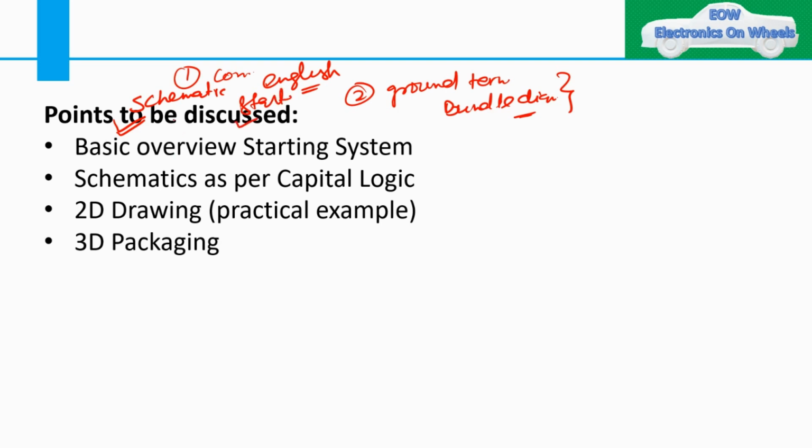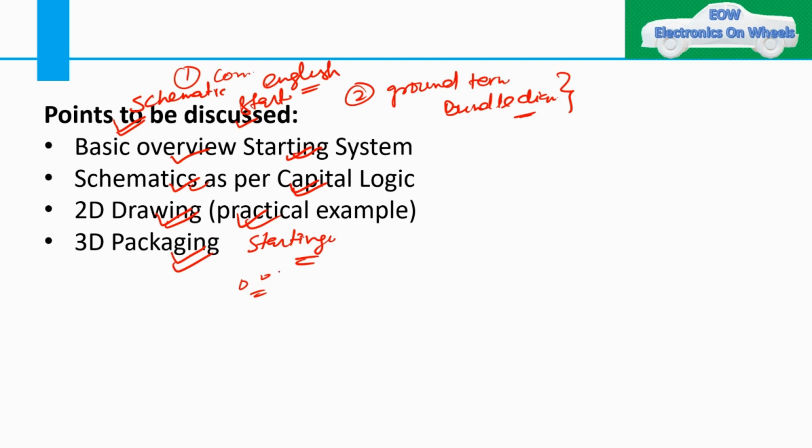So these are the points which I'm going to discuss. The basic overview of a starting system, so we will see what the starting system is. Then the schematic as per Capital Logic: what are the requirements of creating the schematic in Capital Logic for this particular system? Then the 2D drawing in Capital XC. We will take one practical example, a very small example of a battery harness, but at least you will understand how this 2D drawing is made by the OEMs and then goes to the supplier. Then we will see the 3D packaging of this starting system: all the components used in the starting system, where they are all packaged, and what harnesses are involved in that.